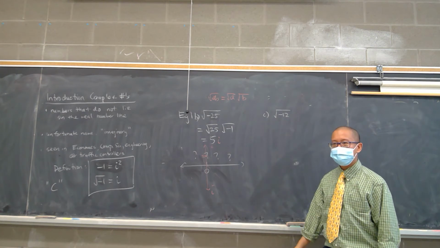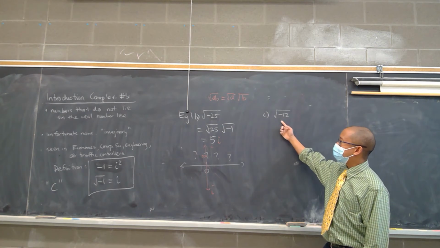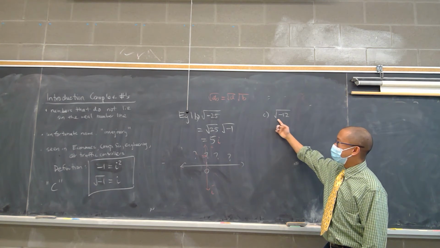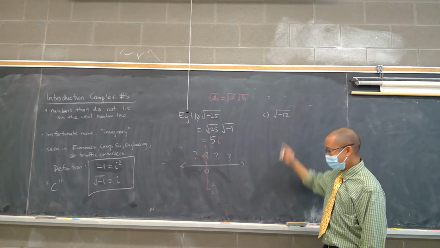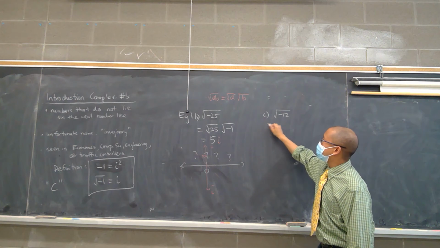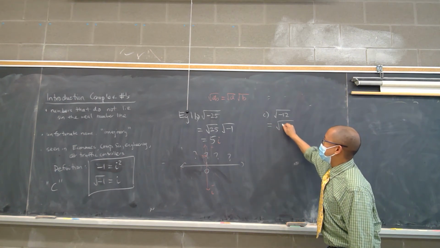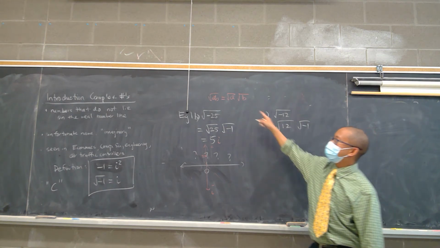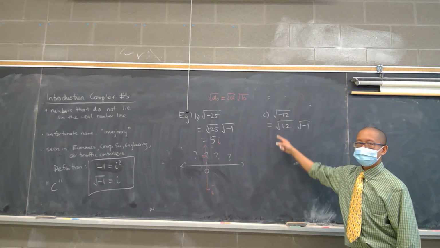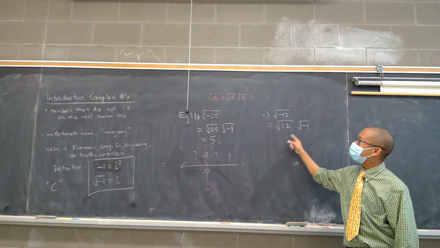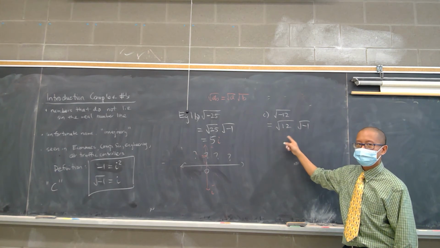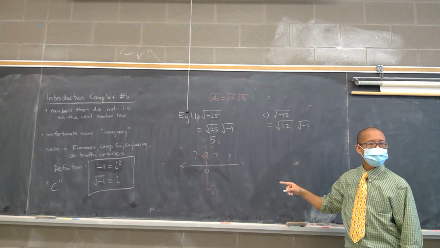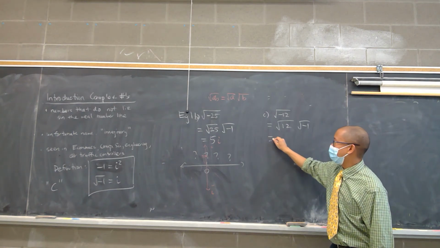Let's try question C. Question C is, and this is our last example for today, root -12. So watch what I'm going to do. I'll do this one really slowly. Take the 12 and multiply by -1. Use this rule again for root 12. Any volunteer from the class? What's the largest perfect number that can go into 12? Anybody? Adam? 4. It is 4.